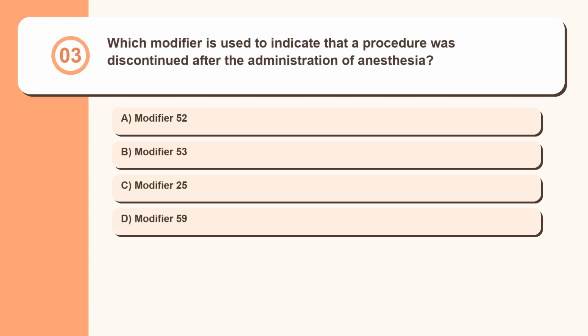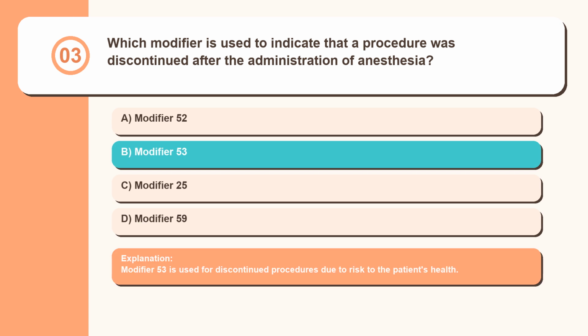Question 3. Which modifier is used to indicate that a procedure was discontinued after the administration of anesthesia? Modifier 52, Modifier 53, Modifier 25, Modifier 59. Modifier 53 is used for discontinued procedures due to risk to the patient's health.